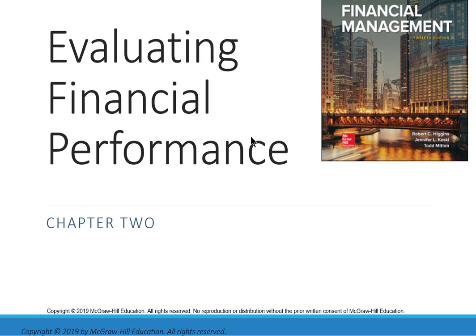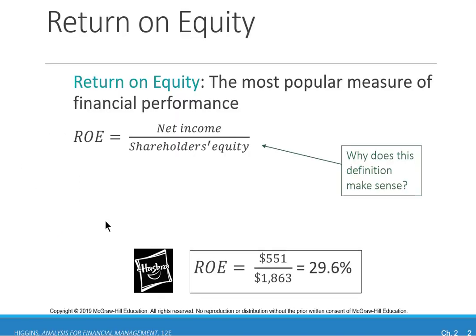So we want to first start with a basic ratio. It's called return on equity. Now, return on equity essentially is a measure of financial performance. It relates the profit of the company, net income, to shareholders' equity, right? And it sort of makes some sense, right? And if you look at the Hasbro company, their return on equity is roughly 29.6%.